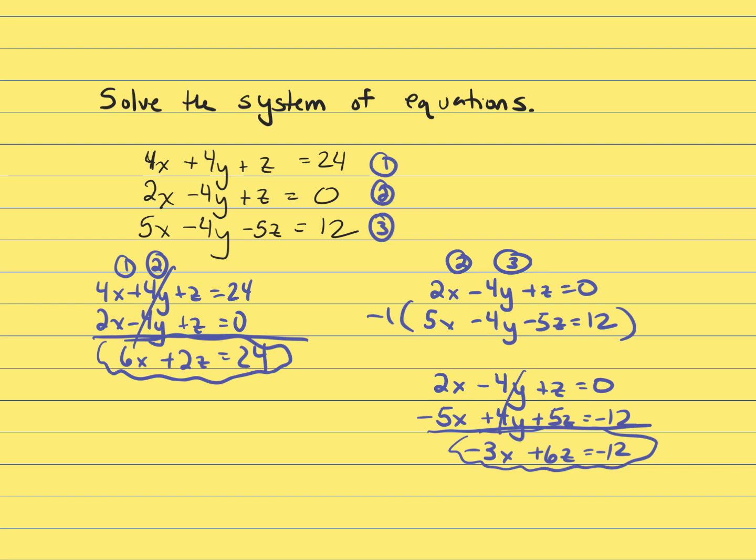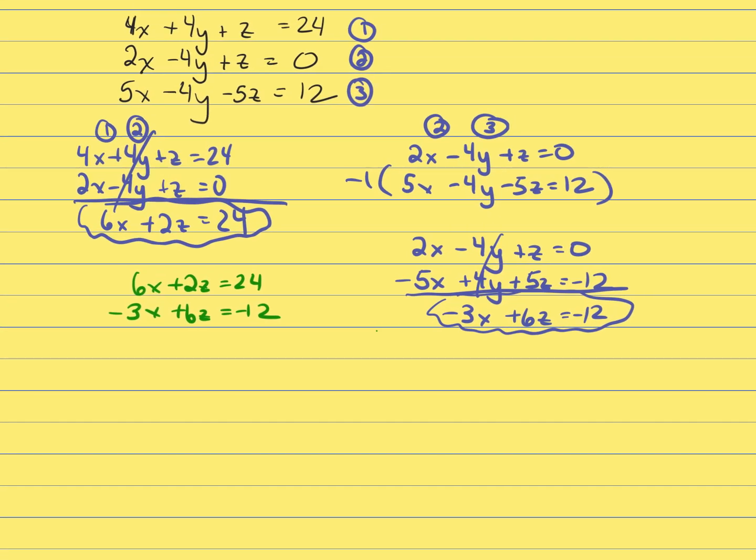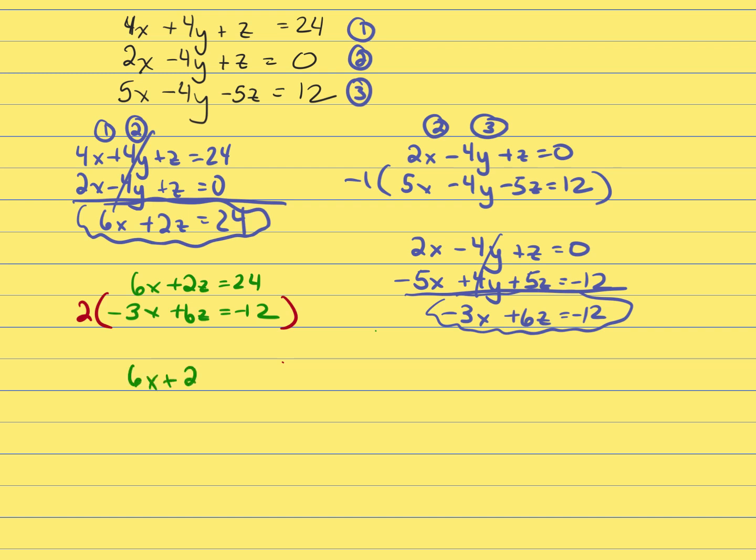So now I'll take those 2 new equations I have, 6x plus 2z equals 24, and negative 3x plus 6z equals negative 12. So I want to eliminate something here. I want to eliminate x or z. Now, if I'm looking at this, the easiest one to probably eliminate is x, because I can simply multiply this equation by 2. So if I multiply it by 2, the first one will stay the same, 6x plus 2z equals 24, and I get negative 6x plus 12z equals negative 24. The x's eliminate. I get 14z equals 0, so z is 0. So I've got my first value, my z value of 0.